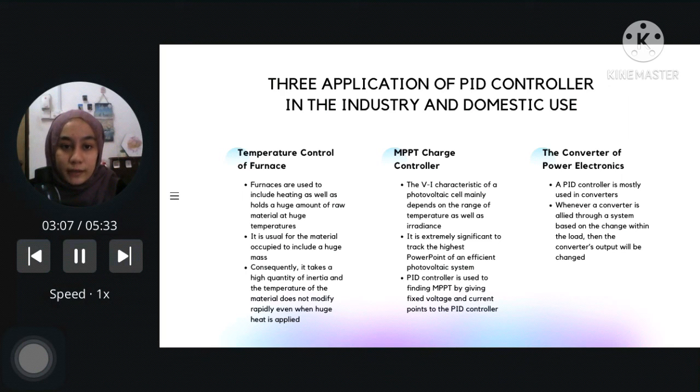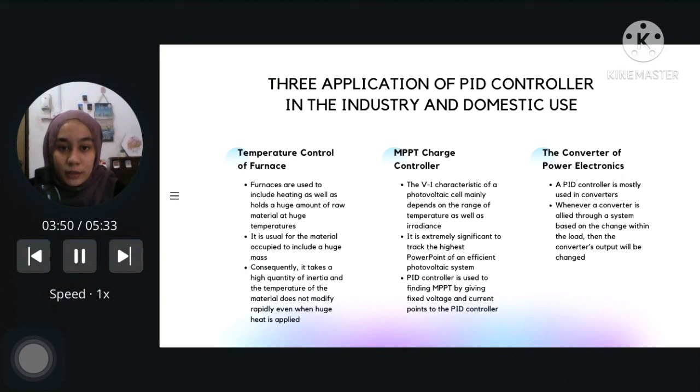Besides, the second application is the MPPT charge controller. The voltage-current characteristic of a photovoltaic cell mainly depends on the range of temperature as well as irradiance. Based on the weather conditions, the current and operating voltage will change constantly. So it is extremely significant to track the highest power point of an efficient photovoltaic system.